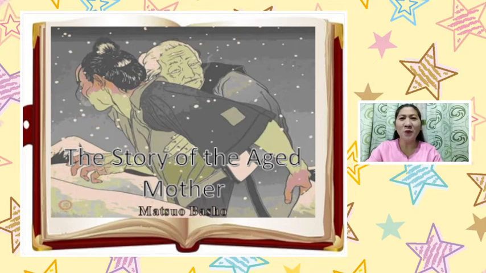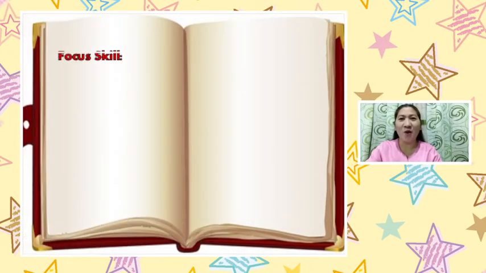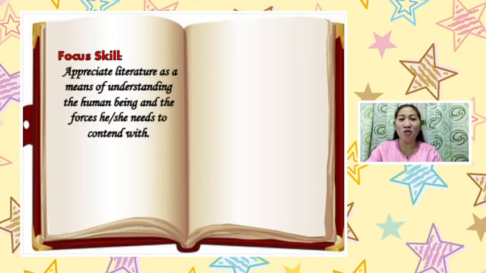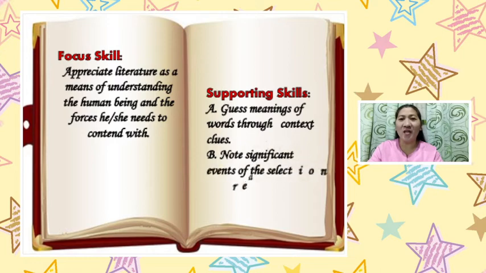Let us see what the objectives for today are. For our focus skill, appreciate literature as a means of understanding the human being and the forces he or she needs to contend with. For our supporting skills, letter A, we are going to guess meanings of words through context clues. Letter B, we are going to note significant events of the selection read. To attain those objectives, we are going to do different learning tasks.